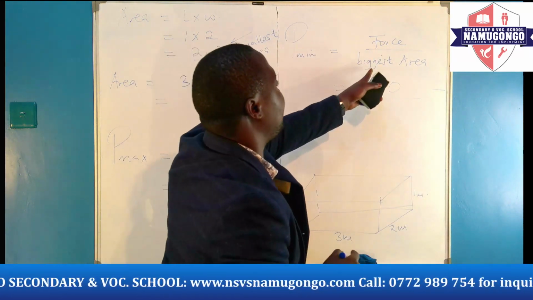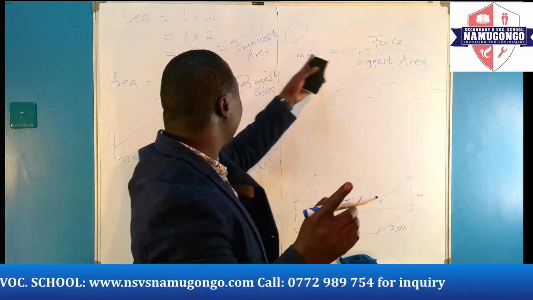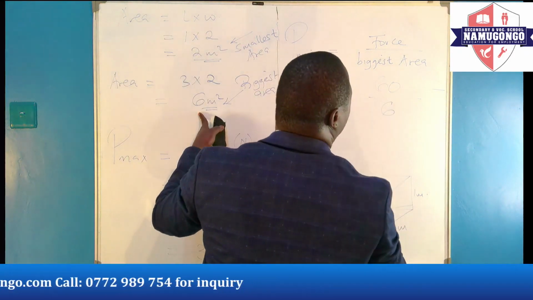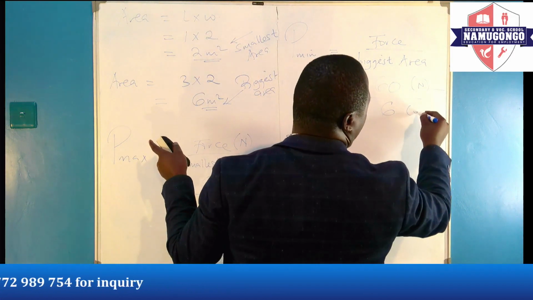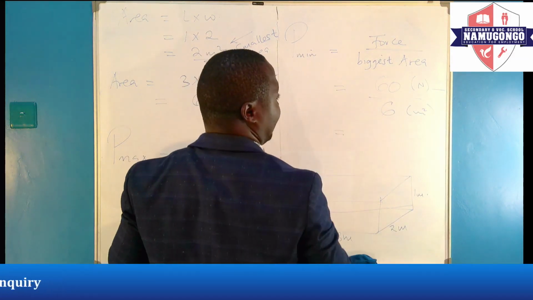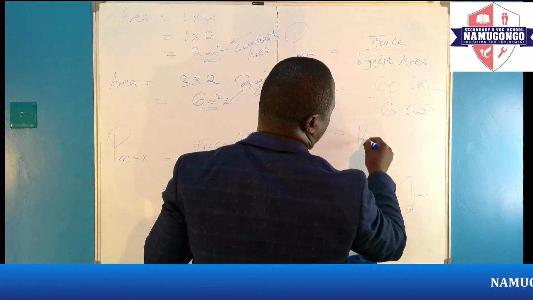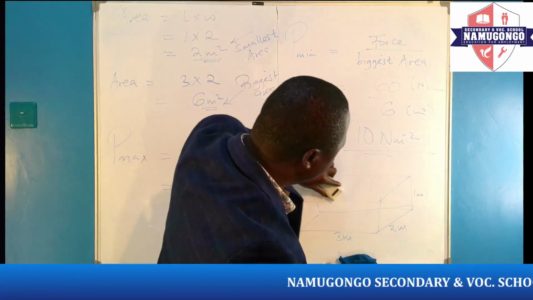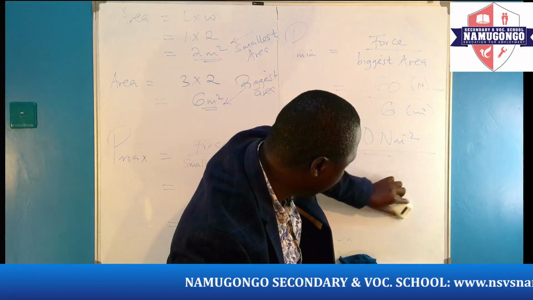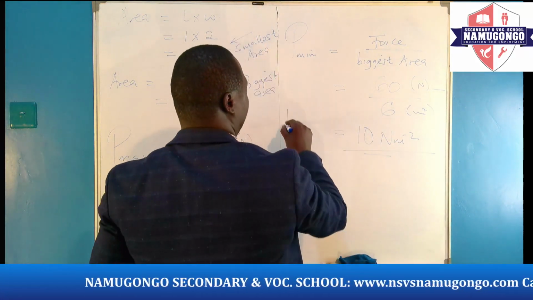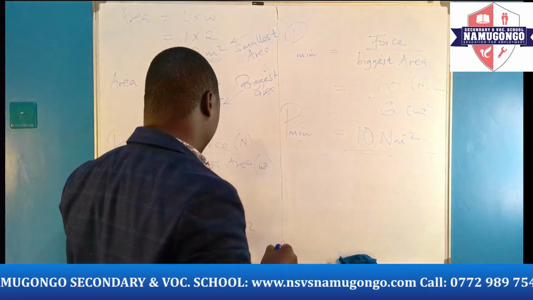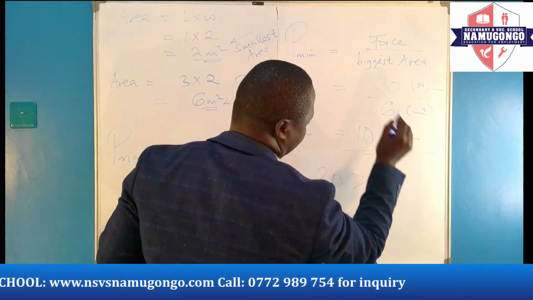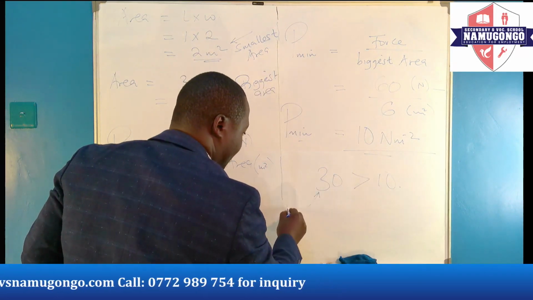Now we're going to take the biggest area. And you are with me that in this question, the biggest area is 6 square meters. So divided by 6. Remember, this is in newtons, and this one is in meters squared. So my answer here is going to be 10 newtons per square meter. Or someone can say 10 pascals. So when you compare these two answers, the one of 30 and the one of 10, you can see that 30 is greater than 10. Meaning that this 30 here is giving us a maximum value.